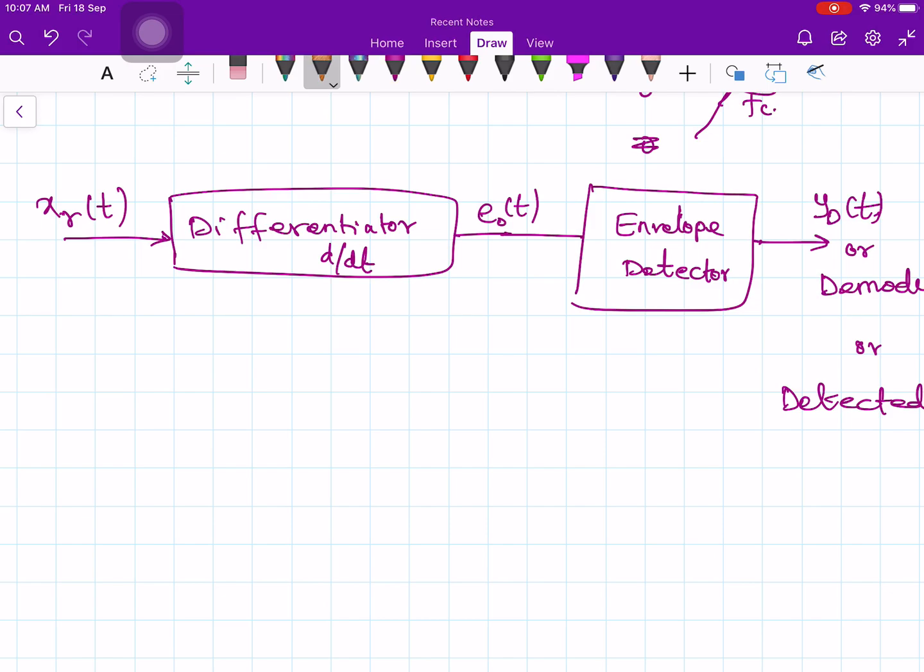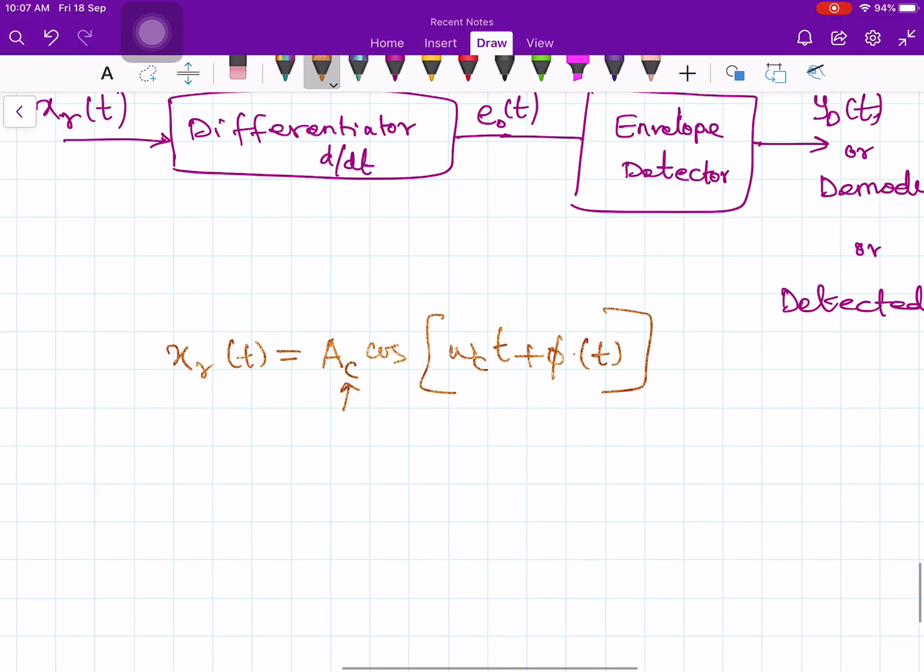Let us try to prove it mathematically. What is your xr of t? The frequency modulated signal that you are receiving. So Ac, sometimes I forget to put this c, doesn't matter. Carrier amplitude Ac cos of omega c t plus phi of t.